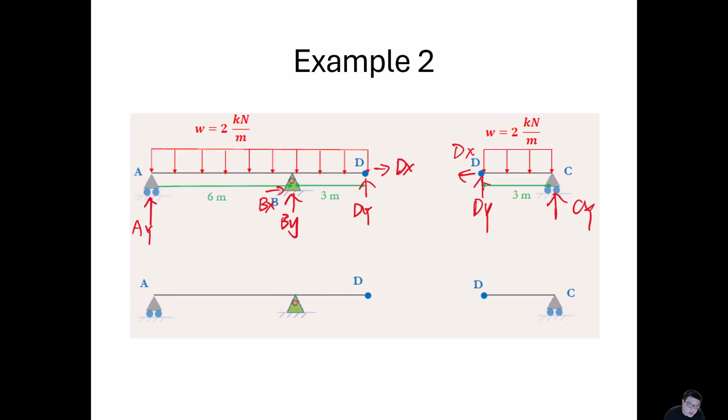And we also need to convert a distributed load into single loads. It will be this equation times 3 meters, 6 kilonewton. We have cy, dy, dx, and this distance is 3 meters. Okay, the total distance is 3 meters. This is just a half, 1.5, 1.5.